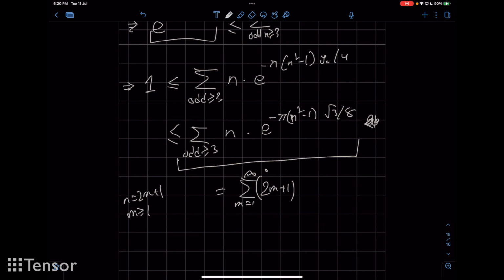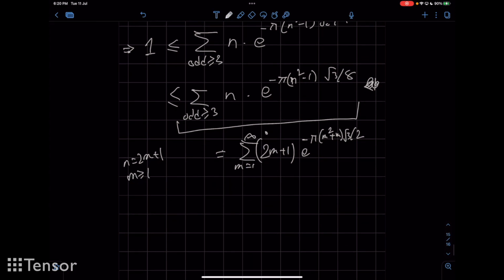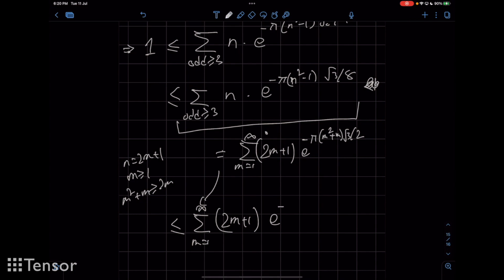This is 2m plus 1 times e to the negative pi, and (2m plus 1) whole squared minus 1 divided by 4 is m squared plus m, times square root of 3 over 2. Okay, and since m is positive, m squared plus m is at least 2m, right? So this is smaller than or equal to the sum over m from 1 to infinity of 2m plus 1 times e to the negative pi m square root of 3.